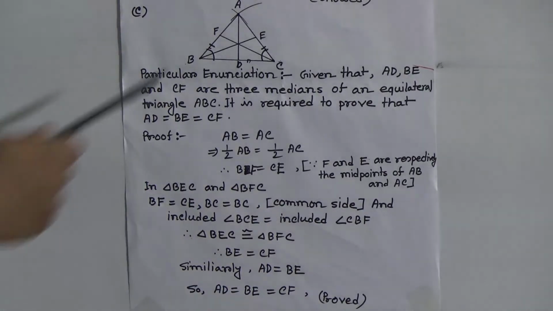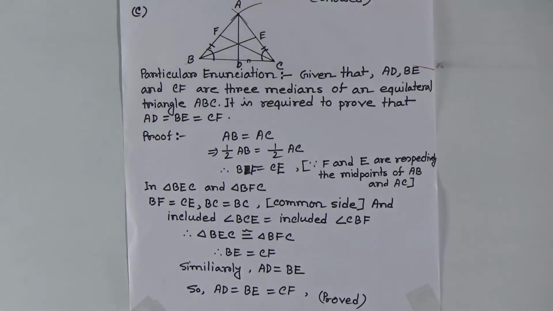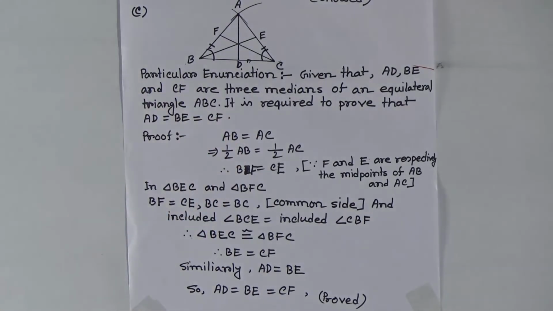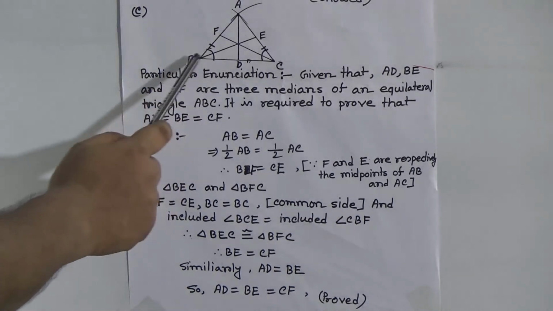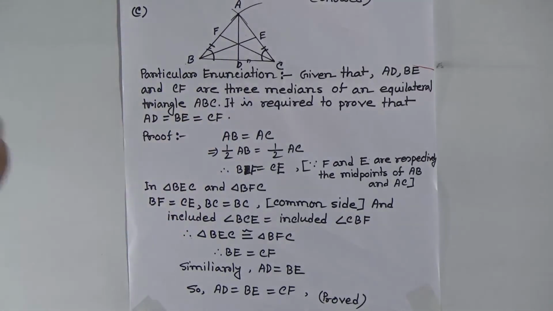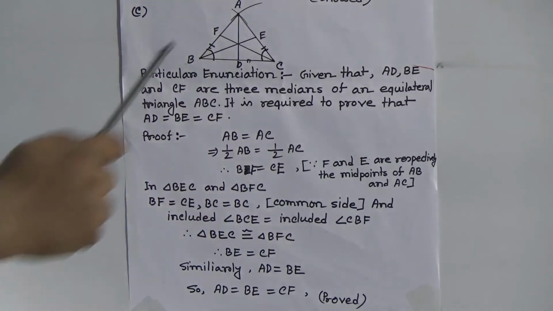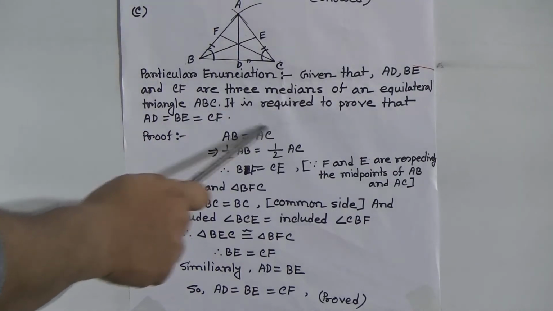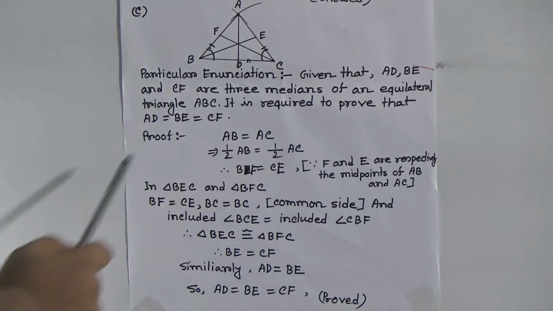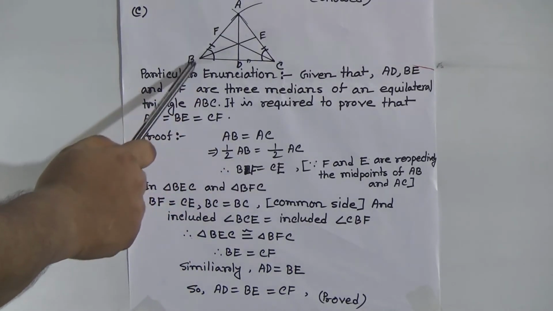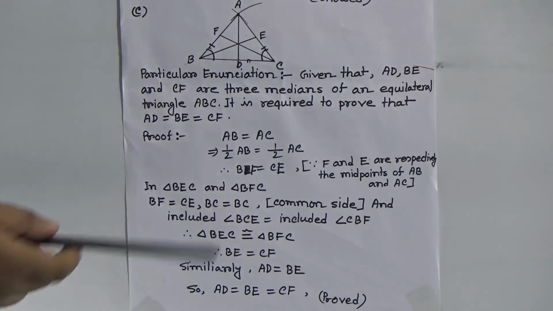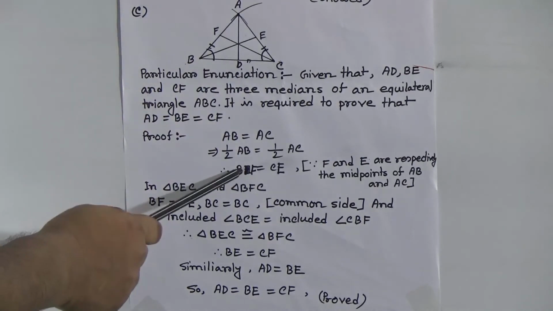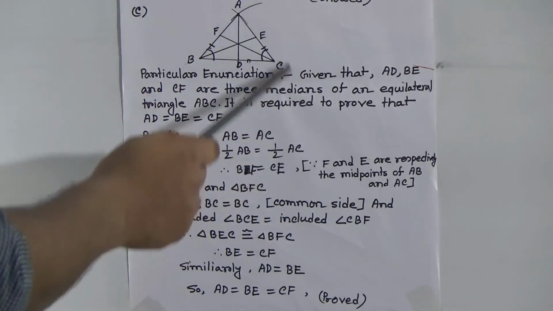Dear students, ABC is an equilateral triangle, and AD, BE and CF be its three medians. We need to prove that AD equal BE equal CF. Proof: AB equal AC. Why? Because it is an equilateral triangle. Now we multiply both sides by half. That means half of AB equal to half of AC. What do you mean by half of AB? Half of AB means BF. On the other hand, what do you mean by half of AC? Half of AC means CE. So we can write BF equal CE.